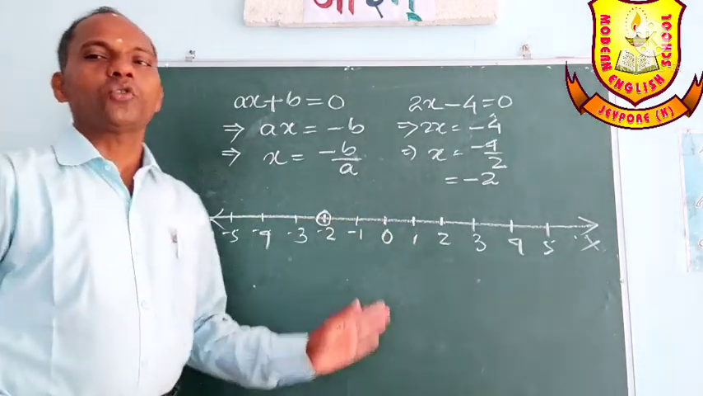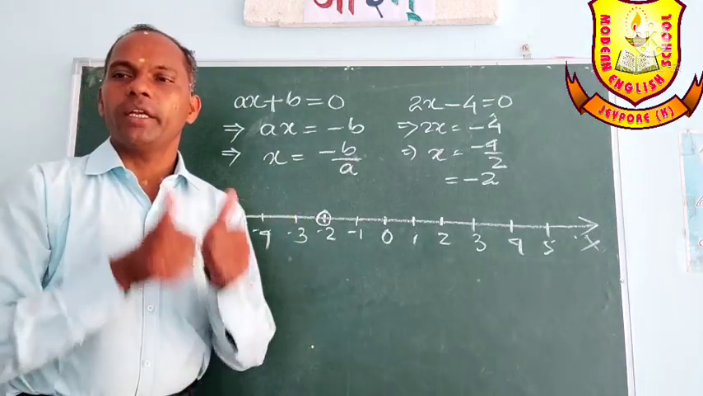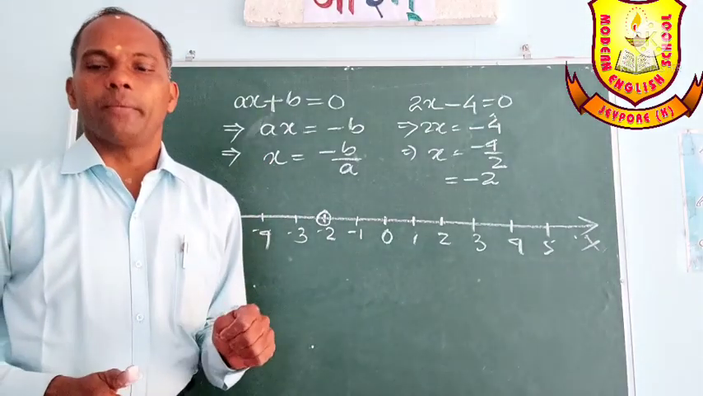You can show it in a graph also, with only the x axis, because this is a linear equation in one variable. Now we start linear equations in two variables.